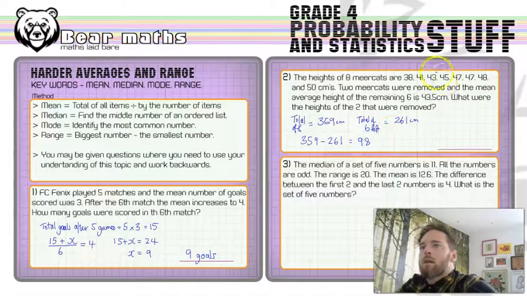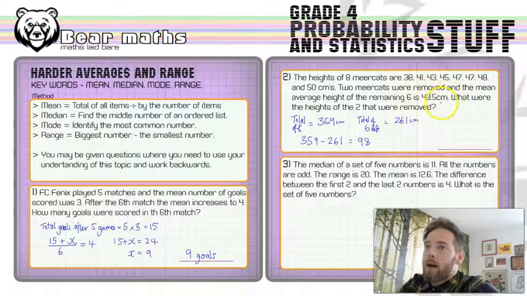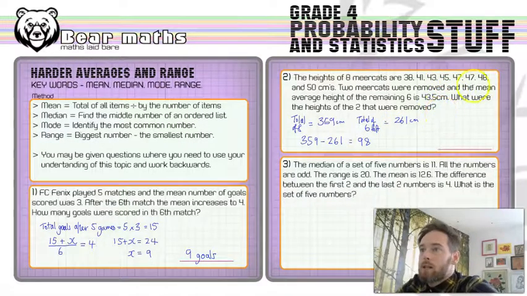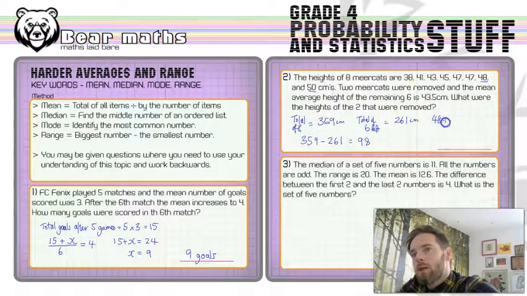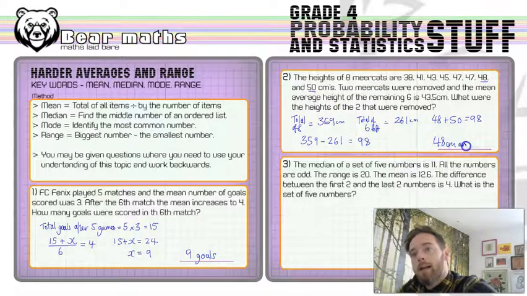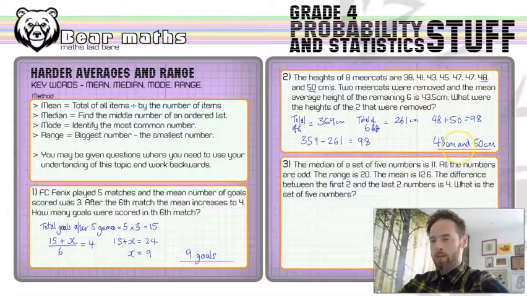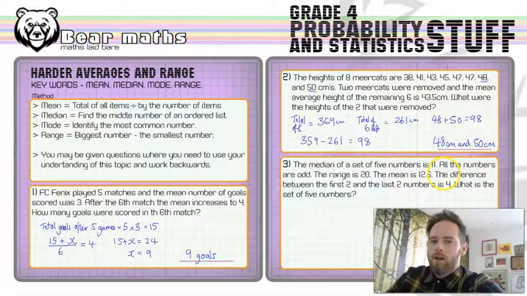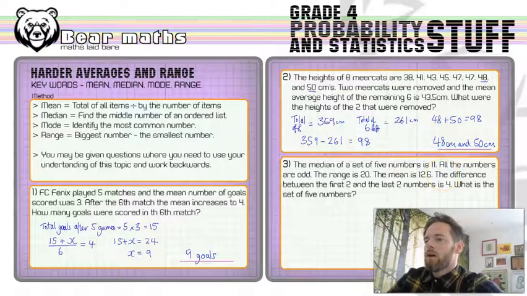So we need to find 2 meerkats who have heights that add up to 98, and that's relatively simple because 98 is 2 less than 100, and 48 plus 50 equals 98. So therefore it must have been those 2 that were removed. So the 48 centimeter and the 50 centimeter tall meerkat. There we go. So not too tricky, but it looked tricky, and it's one of those ones that I know would take a lot of people a long time to get the right answer to.